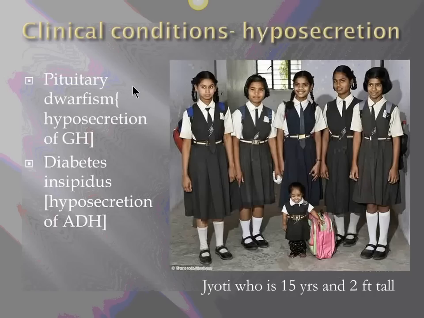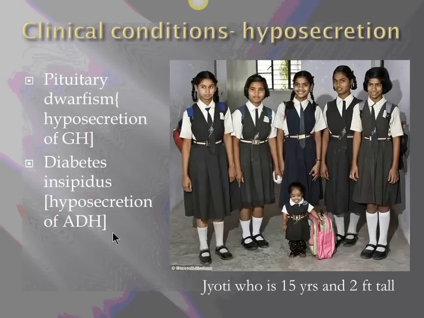Now here is a condition where there is hyposecretion of growth hormone. In the case of hyposecretion of the growth hormone, the person is proportional but very, very small. So this is known as pituitary dwarfism. This pituitary dwarfism is hyposecretion of growth hormone. You can see this girl, of about 15 years old, is only about 2 feet tall. You can see compared to all of them how tiny she is, okay?